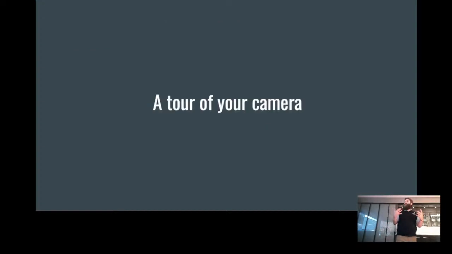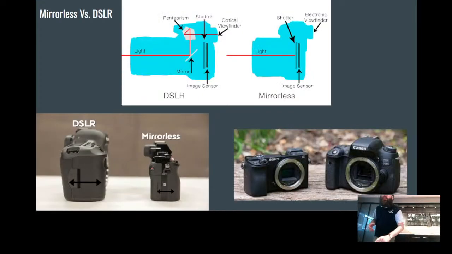So let's now go through a tour of your camera and just break down everything that is on the camera as a whole. Before I do that, to break down a little bit more of mirrorless and DSLR, because this is the big debate that happens nowadays. Mirrorless cameras are smaller, they're lighter weight, they're faster, they're better for low light performance.